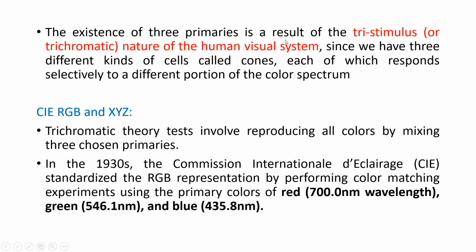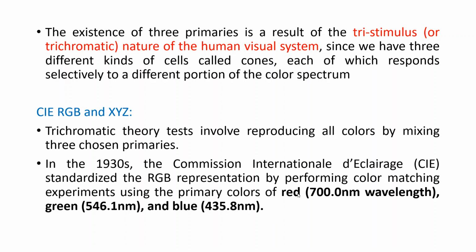These primary colors are based on the nature of the human visual system. They are called tristimulus or trichromatic. So a trichromatic theory test involved reproducing all the colors by mixing three chosen primaries. In 1930, the CIE, Commission Internationale de l'Éclairage, standardized the color values.